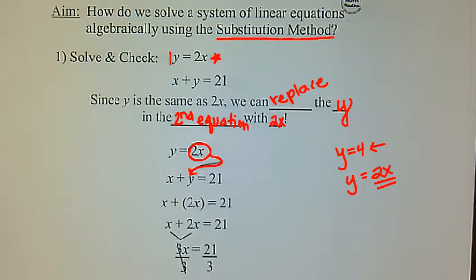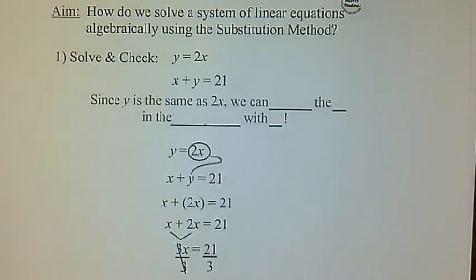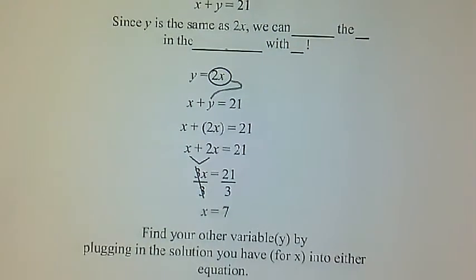So what you notice is when we do that, all of my y's are gone. So now I just have a simple equation that just has one variable in it. And that's really all you can solve for at one time, is one variable. So once we do that, you see that it becomes a nice, easy one variable equation. So we get that x equals 7.